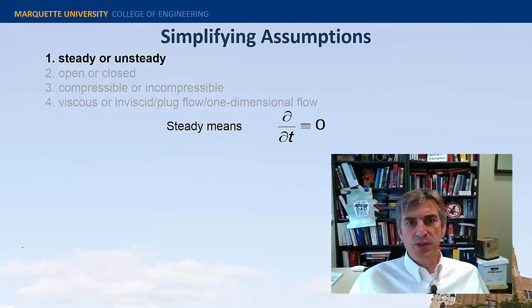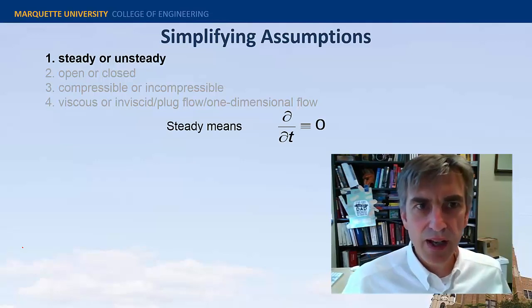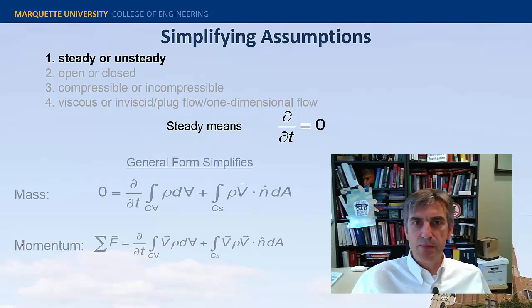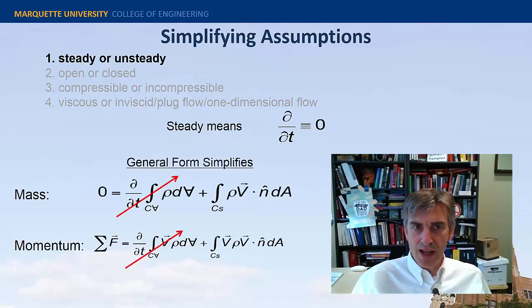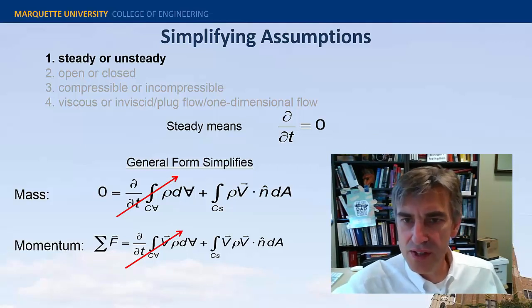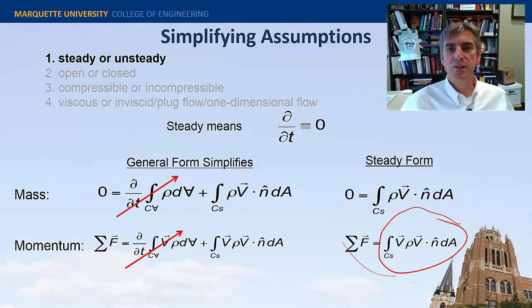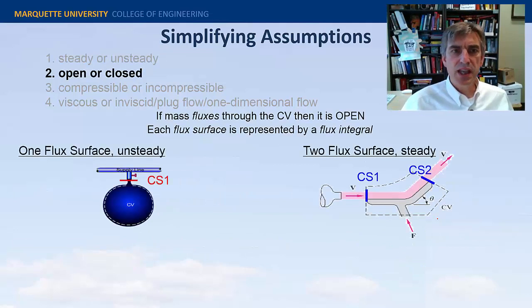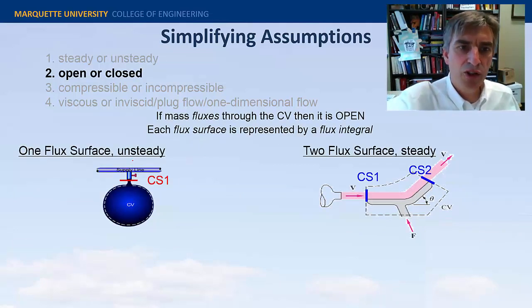All right, so let's go through the simplifying assumptions like we did last time. For steady, unsteady flow, if we assume that the flow is steady, that partial t term goes away. So it simplifies both the mass and the momentum equation in the same way. And the steady form looks like this. And recall, you repeat that integral for every flux surface that there is. Open and closed, it's the same as before. We identify whether mass fluxes across the control volume at a control surface.